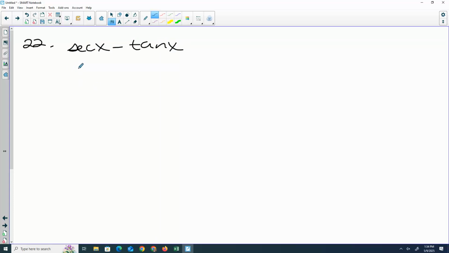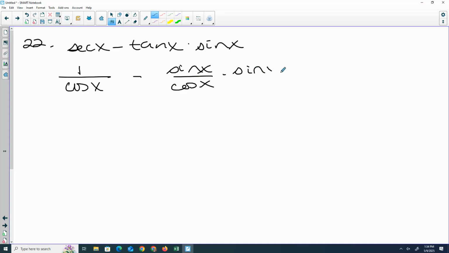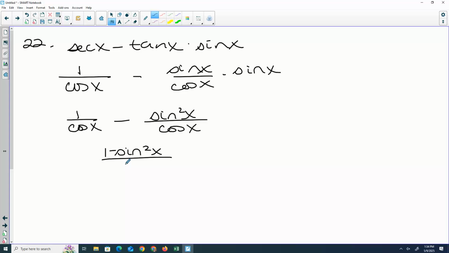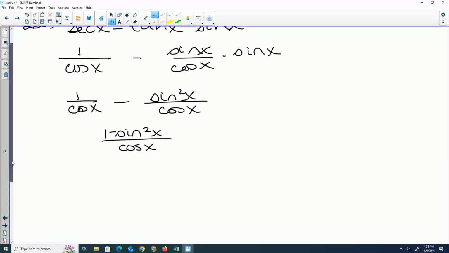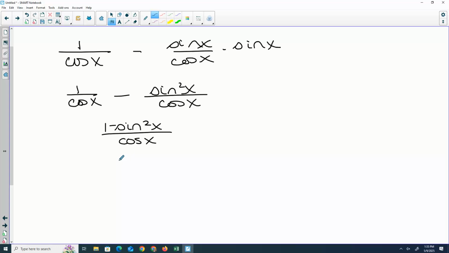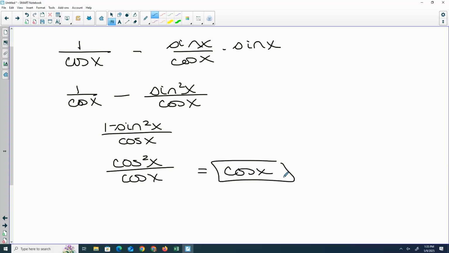So this one we told you to start with sine and cosine. So 1 over cosine is equal to secant. Tangent is sine over cosine. And it's just times a sine x. So if we multiply, sine times sine is sine squared over cosine. These have a common denominator. What's 1 minus sine squared x? What's cosine squared divided by cosine? That would be our question.